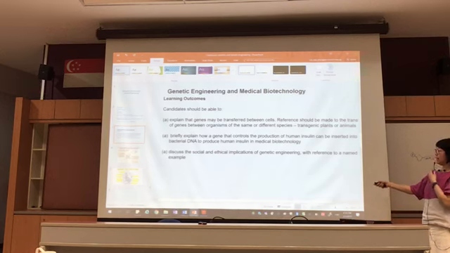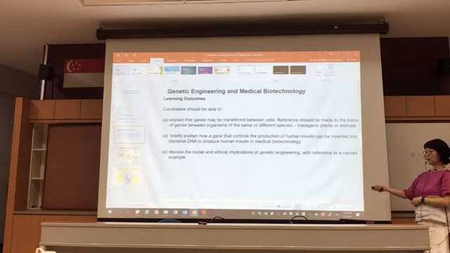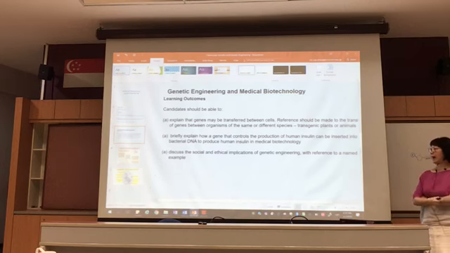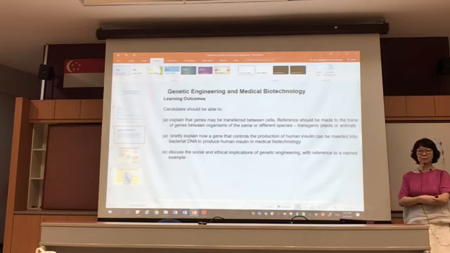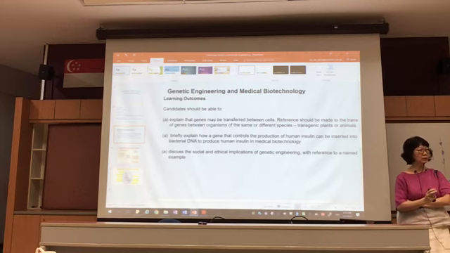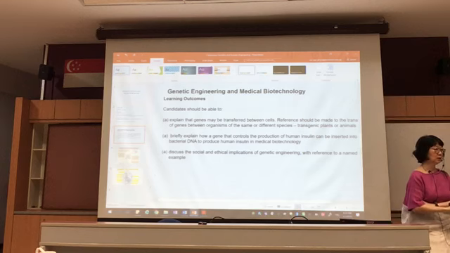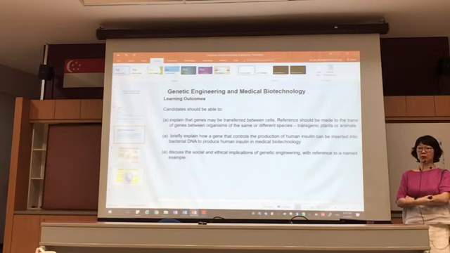social and ethical implications of genetic engineering with reference to a named example. So what can you think of? What are social and ethical implications? For example, the onco mouse. You know onco mouse? So scientists have inserted the onco gene into the mouse. What does this gene make the mouse do? Produce tumors. The mouse will develop cancer and a lot of tumors.